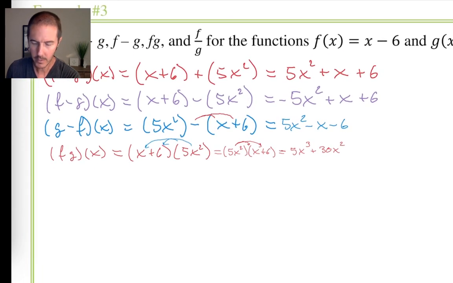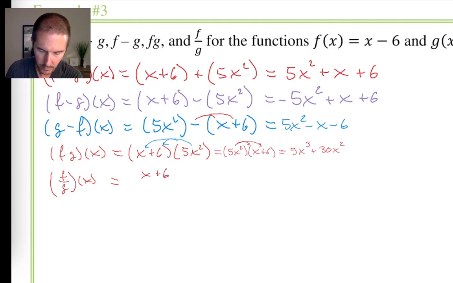And then lastly, the quotient f over g, or f divided by g, of x. Now that's not times x, it says of x. x is our variable. It's not multiplication. Don't try to divide by this x right here. We've got x plus 6 being divided by 5x squared.